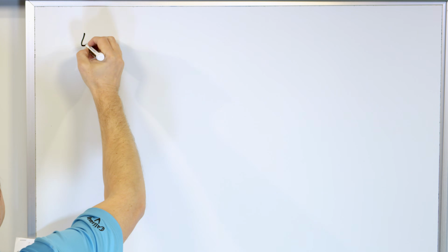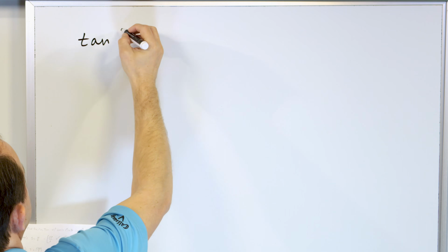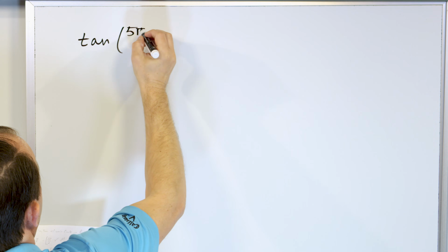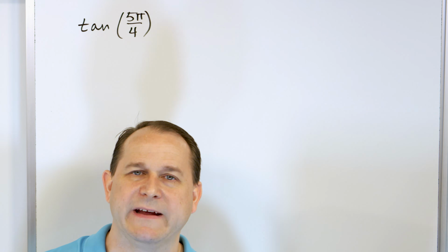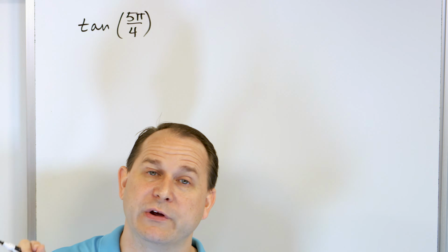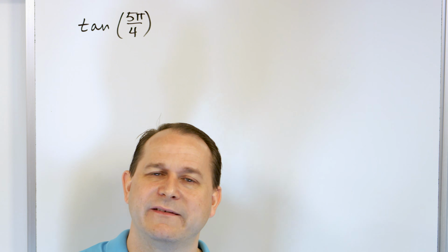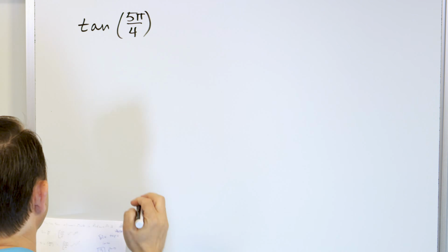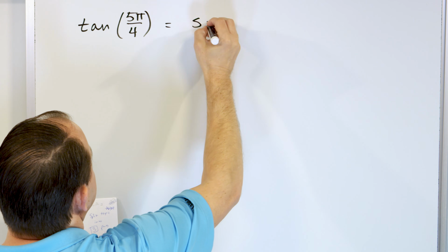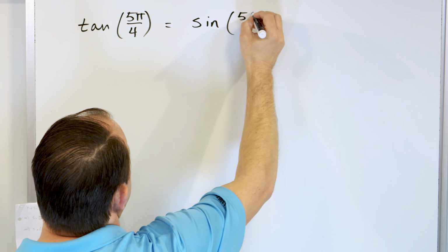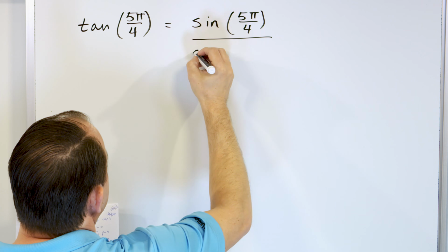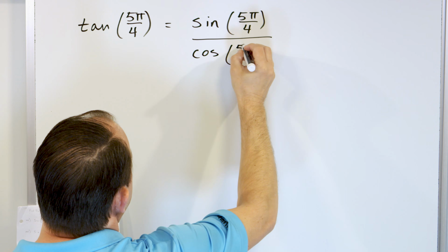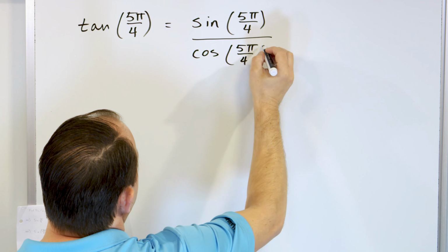All right, so let's take a look at tangent of 5 pi over 4. Now again, you notice that there is no tangent on the boundaries of the unit circle. So what you do is you say the tangent can always be written as the sine of the angle divided by the cosine of the angle. So this is the way you do it. You literally write the sine of 5 pi over 4, and you divide whatever you get there by the cosine of 5 pi over 4, like this.